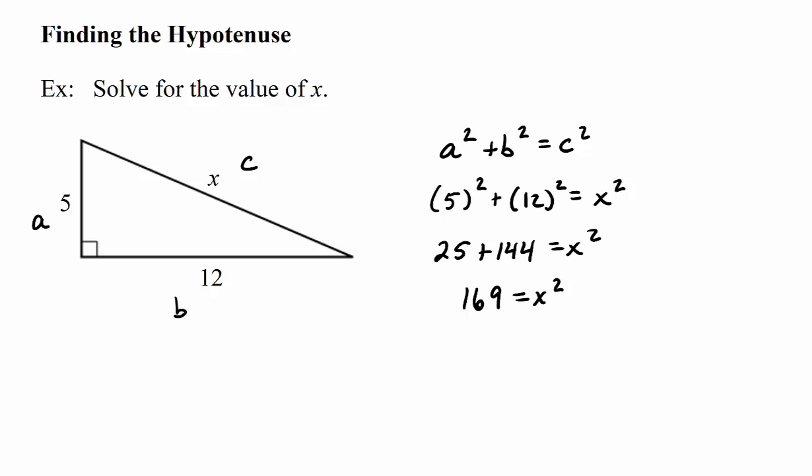And so in order to get x by itself, I need to remove that exponent of 2, which is sometimes referred to as a square. So I need to do the inverse of that, which is going to be to square root. So I'm going to square root both sides. On the right-hand side, I'm now just left with x. And if I use my calculator, the square root of 169 is going to be 13. And so I know that the length of that hypotenuse is 13.